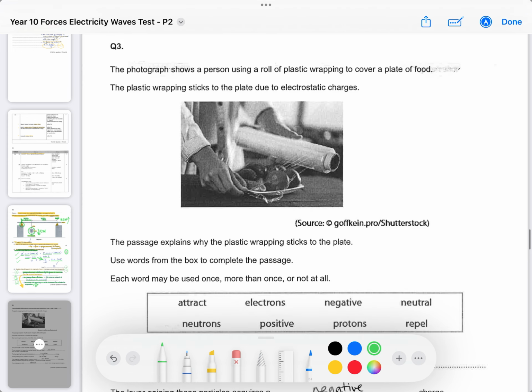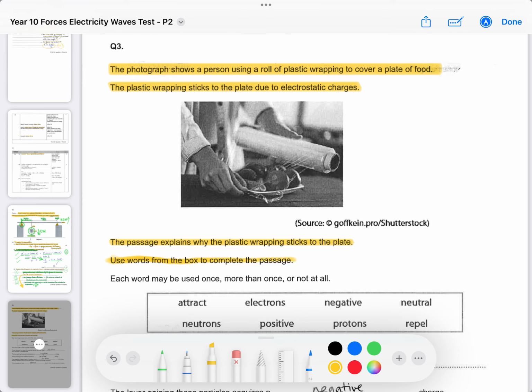All right. Question 3 is about static electricity. The photograph shows a person using a plastic wrapping to cover a plate of food. Okay? The plastic wrapping sticks to the plate, it says, due to electrostatic charges. The passage explains why the wrapping sticks to the plate. They want you to use the words from the box to complete the passage.